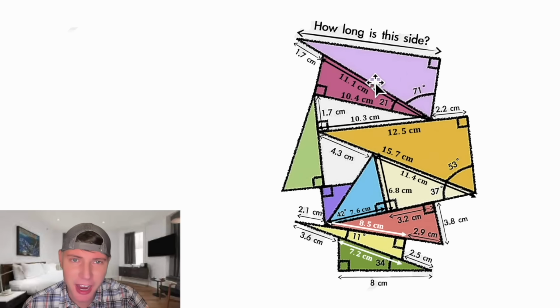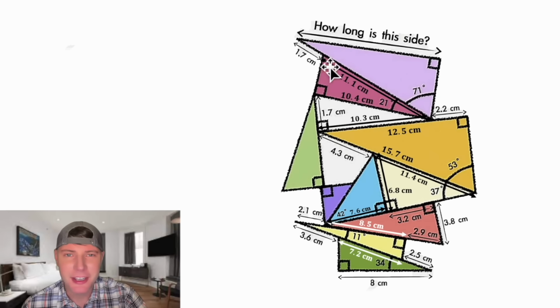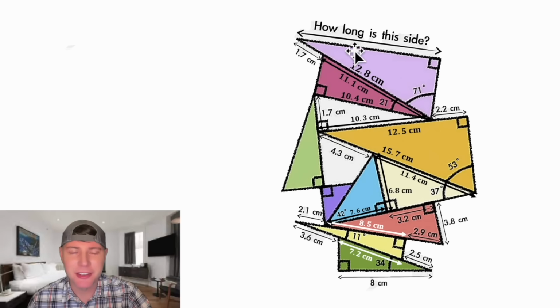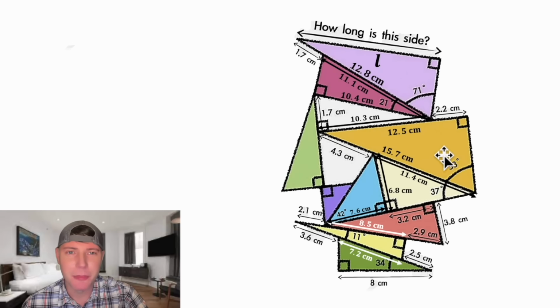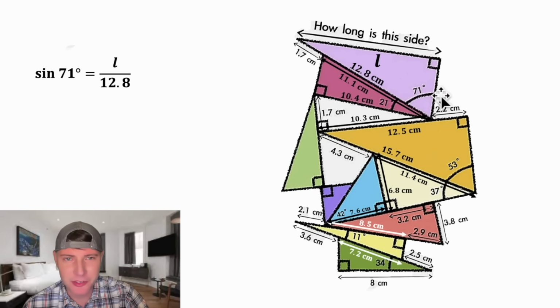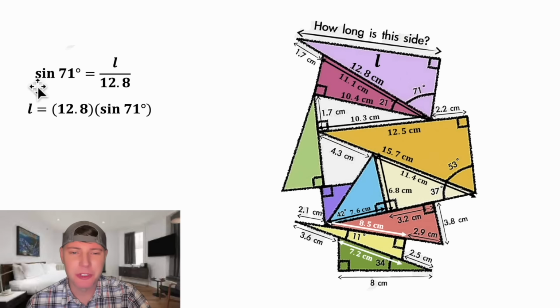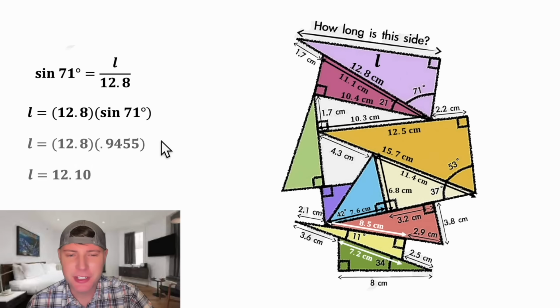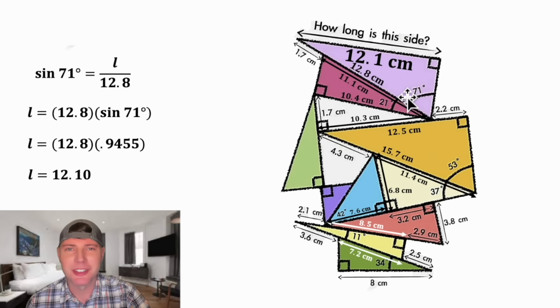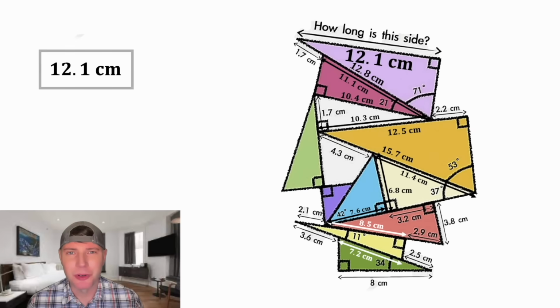And now we can find this entire side of this top triangle. It's going to be 1.7 plus 11.1, which is 12.8. And now we're ready to answer our question. How long is this side? Let's call it little l. This involves an opposite and a hypotenuse, so we're going to do sine again. So it'll be sine of 71 is equal to the opposite l over the hypotenuse 12.8. After we cross multiply, we end up with l is equal to 12.8 times sine of 71 degrees. Sine of 71 degrees is equal to 0.9455. And after we multiply this out, we end up with l is equal to 12.1. So we can make this 12.1 centimeters. And that is the answer to our question. Let's put a box around it.